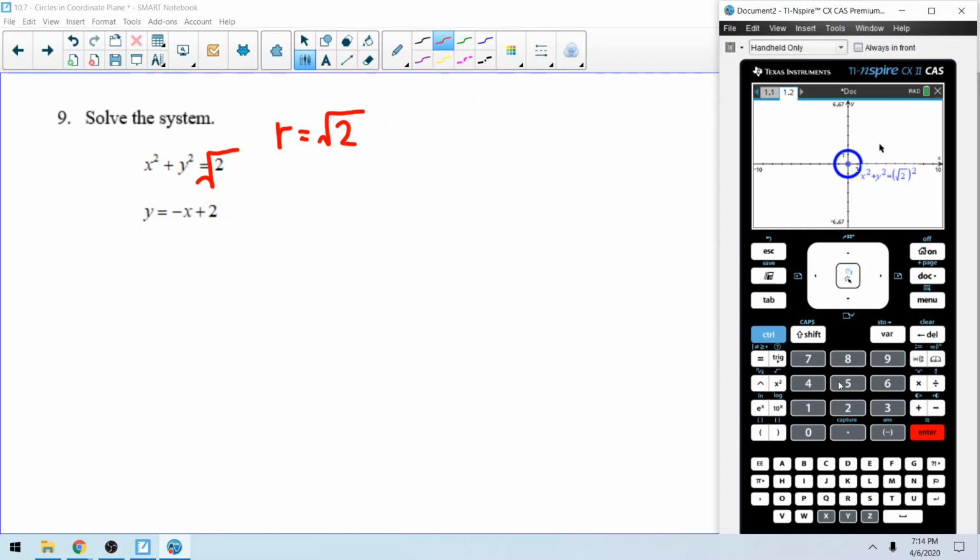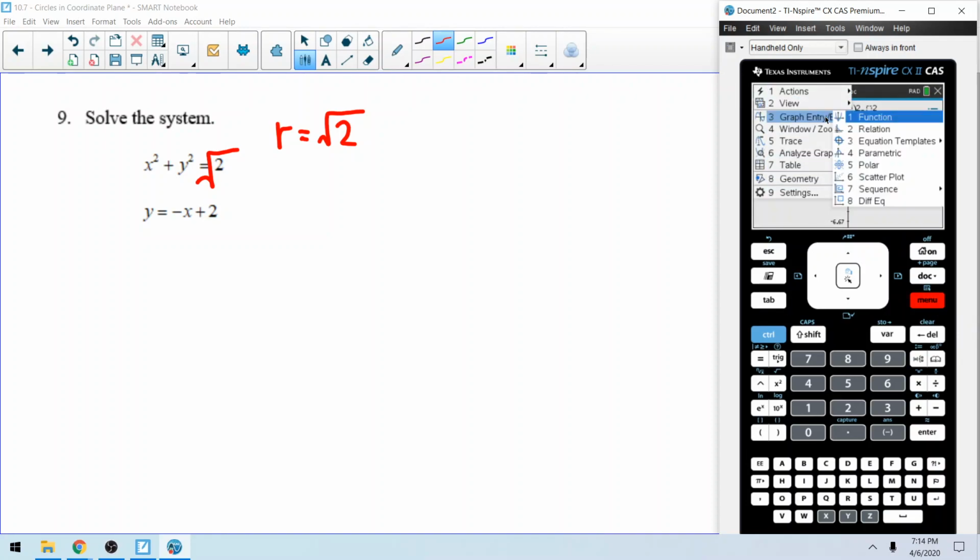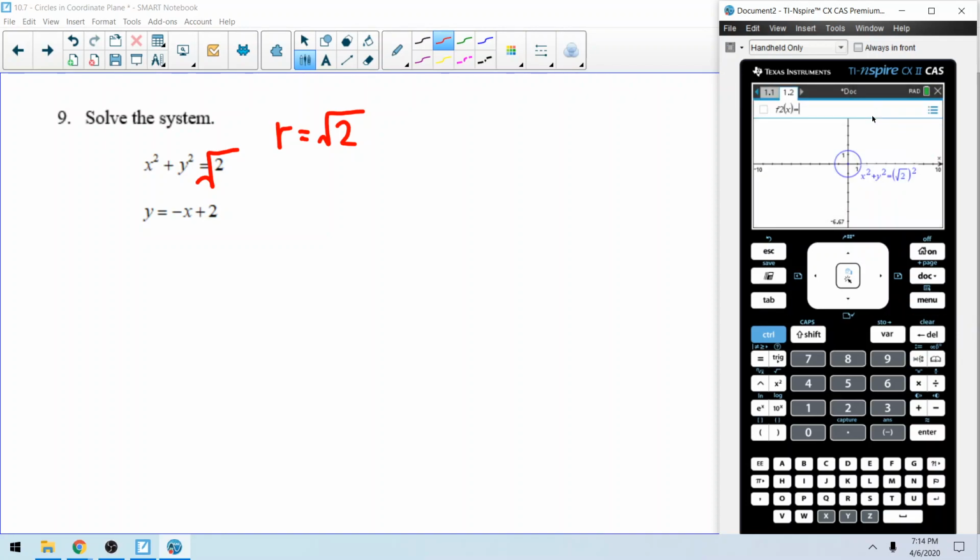Now we're going to hit tab. We don't want another circle, so menu, entry, back to a regular function, which I guess we could type the function first and then change it. It's up to you. Negative x plus 2. Oh, I didn't put a plus, I put an enter. Negative x plus 2 gets me that.